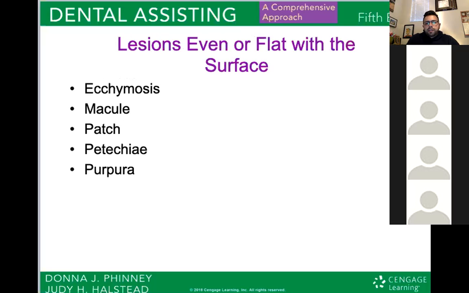Some lesions even or flat with the surface include ecchymosis. This is a medical term for bruising of the tissue. A macule is a spot of different texture or color on the skin. A patch is an area of skin that appears differently than any other surrounding tissue, either in color or texture. Petechiae are small spots, red or purple in color, that occur in the skin or mucosa tissue. They are also caused by localized hemorrhage.